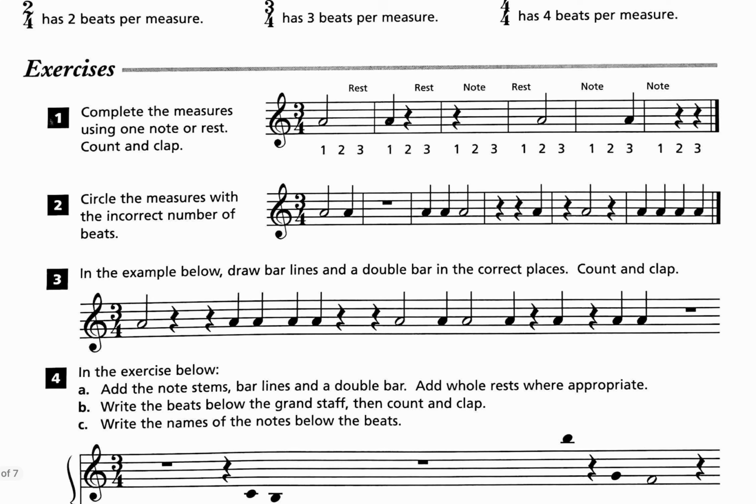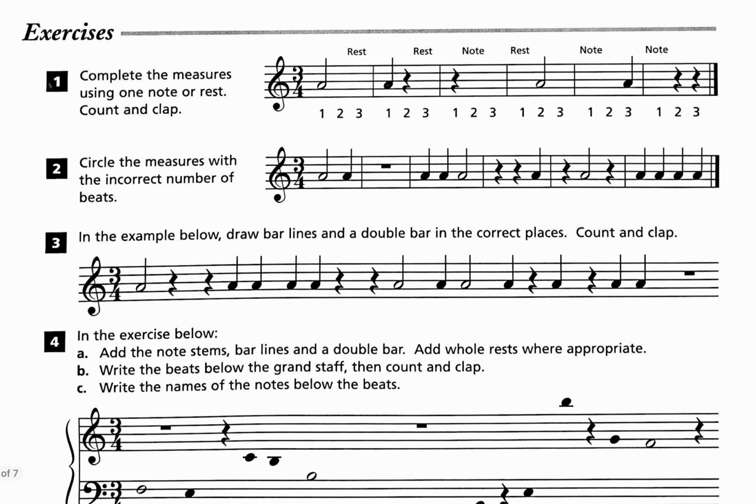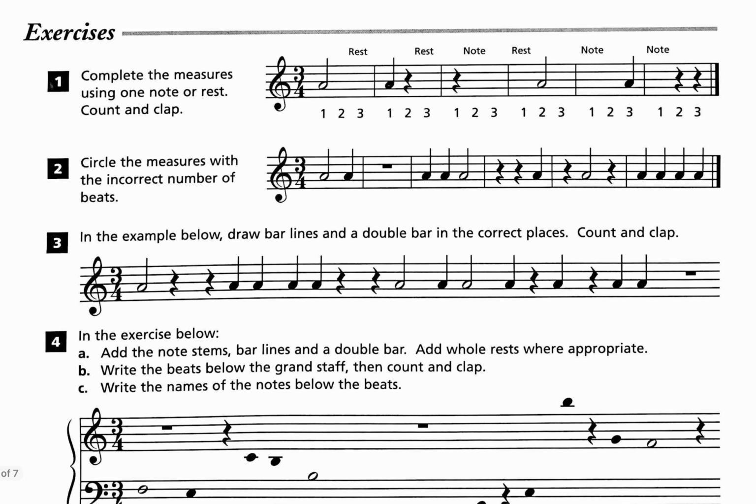Okay. Exercise 1 says complete the measure using one note or one rest. It does not want you to use more than one note or more than one rest, and this time it is telling us which it wants us to use, either a note or a rest. So here, this half note gets the first 2 beats, which means that we are missing beat 3, and it wants us to draw a rest, so 1 beat is going to be our quarter rest.